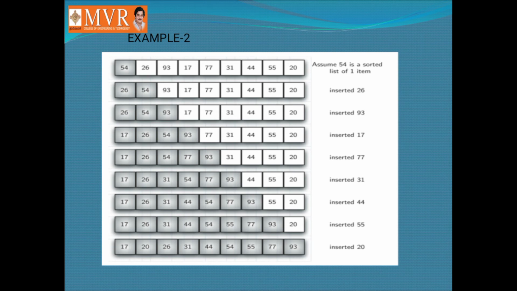After that I compare 93 with 44, that is the element at the next position. Now comparing 93 with 44. 44 is smaller than 93. Again I compare it with 77. It is smaller than 77 also.